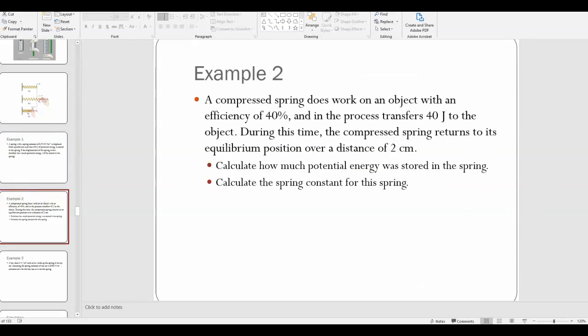Okay, example 2. So example 2 says a compressed spring does work on an object with an efficiency of 40%. Okay, so that means E is going to be 0.4. And in the process transfers 40 joules to the object. Now that does not mean that 40 joules was stored in the spring. That just means that 40 joules ended up inside the object. During this time, the compressed spring returns to its equilibrium position over a distance of 2 centimeters.